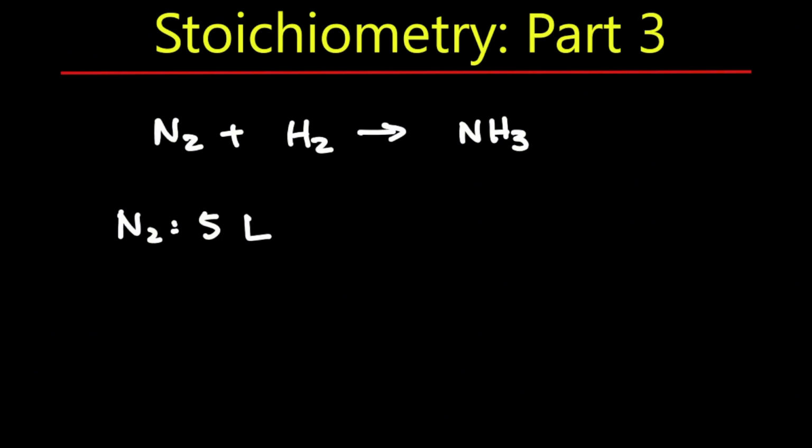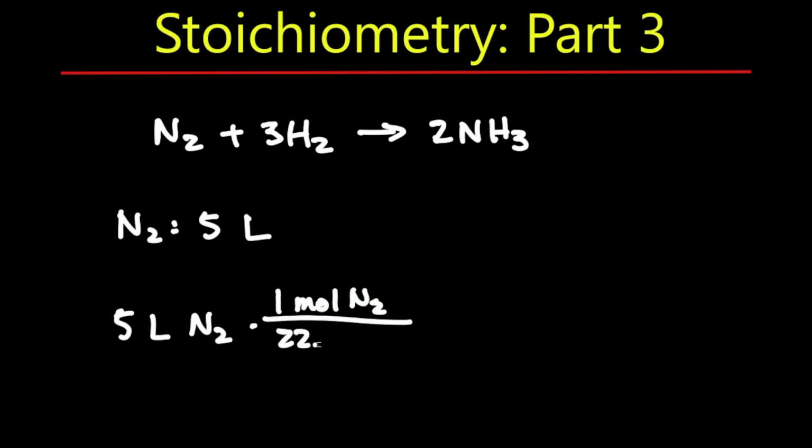So the first thing we must do, as I said earlier, was balance the equation. We can balance it like this. N2 plus 3H2 yields 2NH3. And now we can do stoichiometry with it. We have 5 liters of N2, and we can multiply that by 1 mole of N2 over 22.7 liters of N2. And now we have moles of N2.